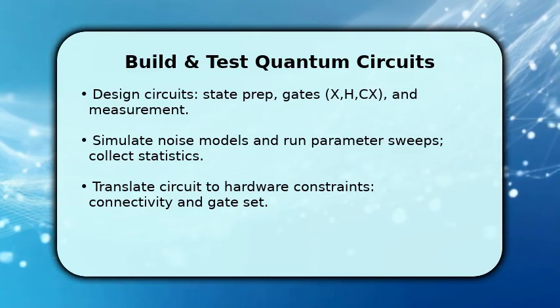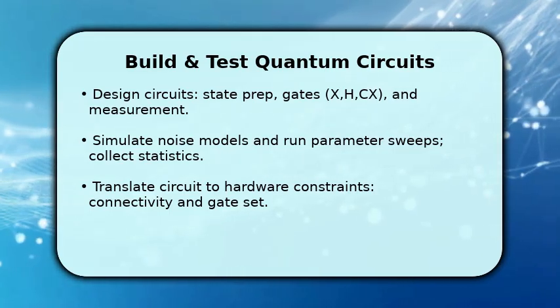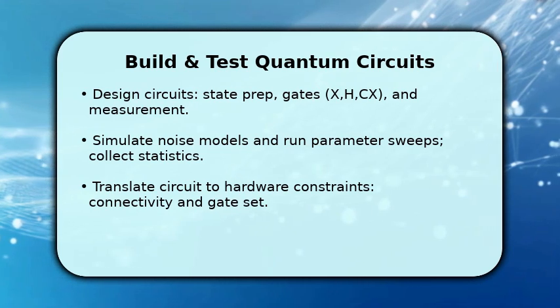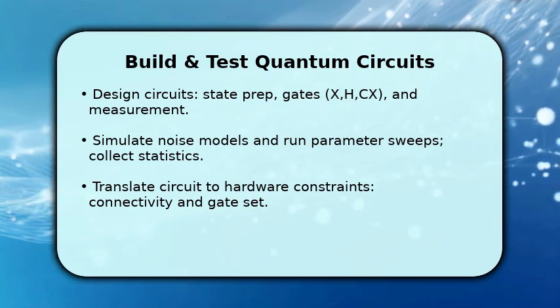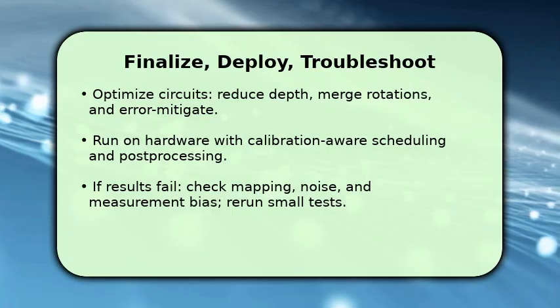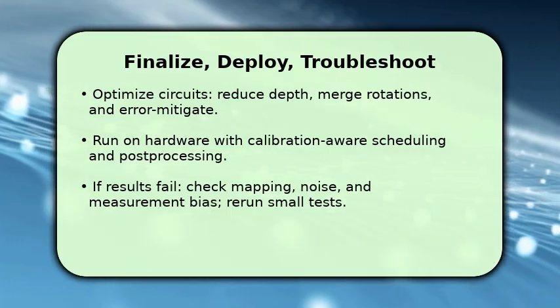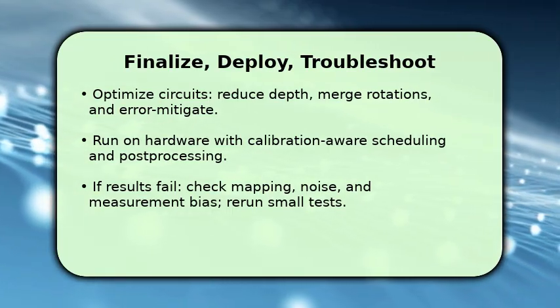Then schedule short jobs on a real backend. Keep notes on that. Finally, optimize and deploy your experiment to get meaningful results. Reduce circuit depth and gate count, merge rotations where possible, and apply error mitigation techniques to raw counts.